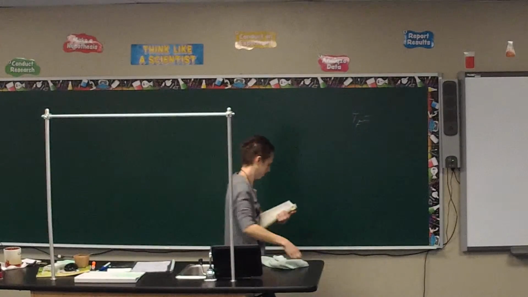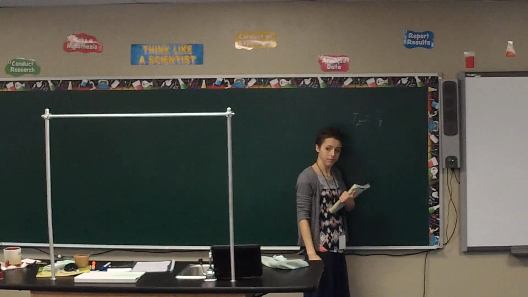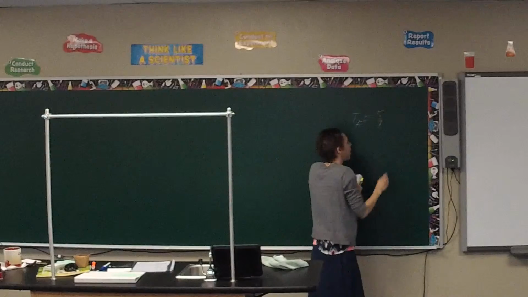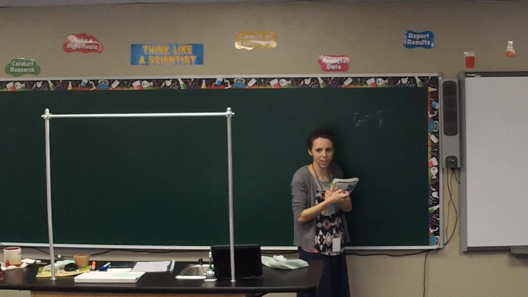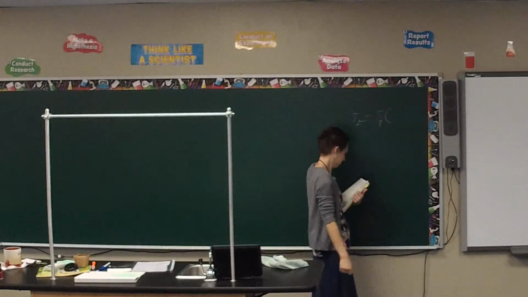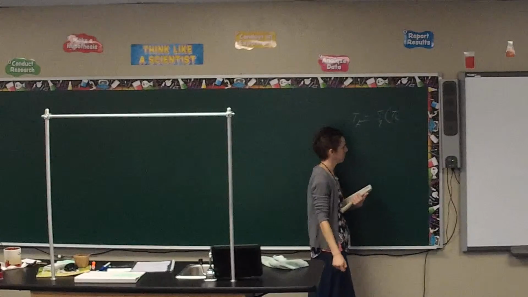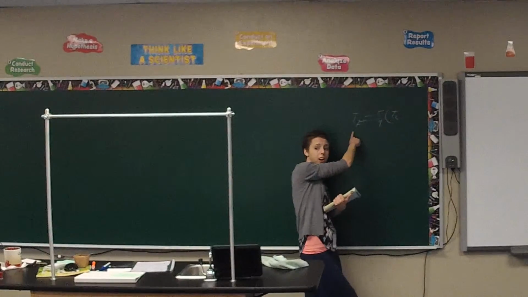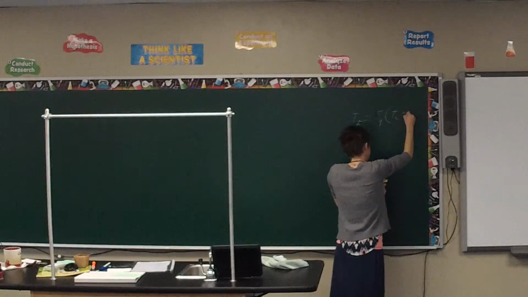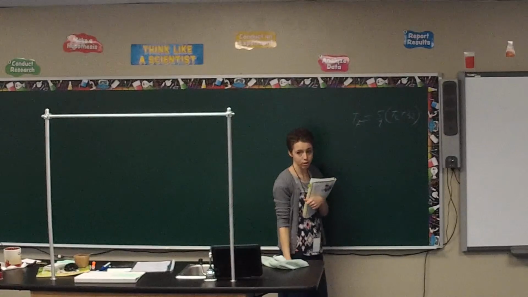5/9 times T9. Parentheses. Celsius. You're finding Fahrenheit. Plus 32. Alright, one part of this is correct.